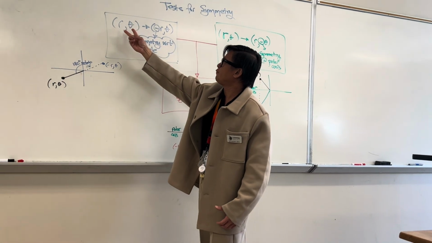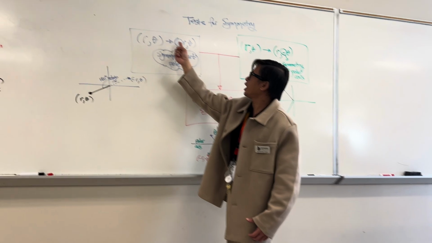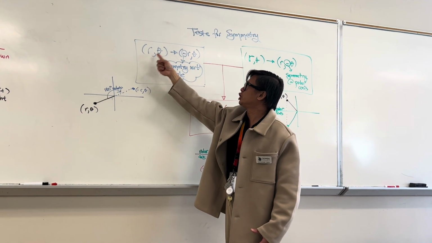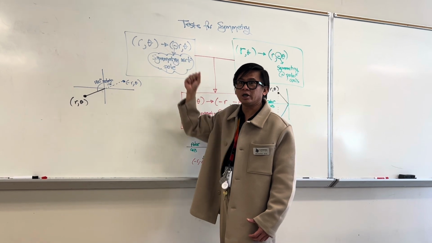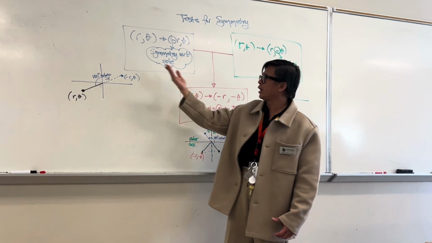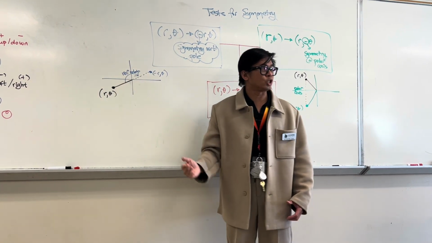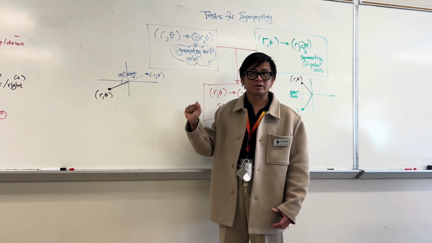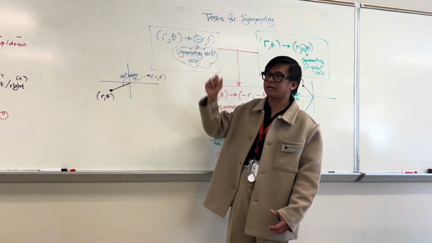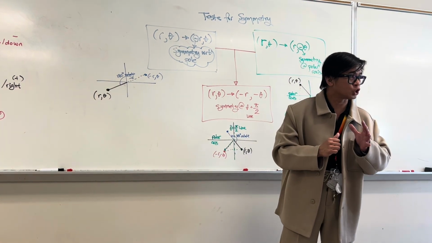Once again, if you are given your polar coordinate (r, theta), and you change the sign, or negate the r, or what we call the radius, then it's basically a 180-degree rotation from (r, theta) to (negative r, theta), right? So if you negate the r, that's going to be a 180-degree rotation.